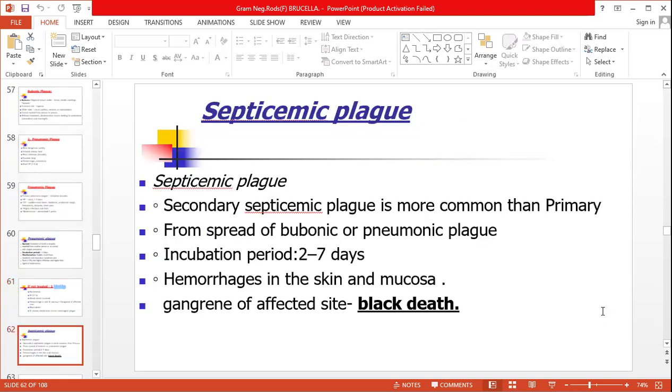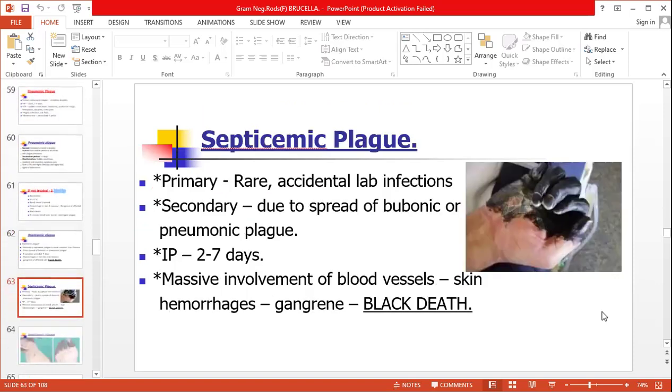Septicemic plague, secondary septicemic plague, is more common than the primary one. It is also known as the black death. There is a hemorrhage in the skin and the mucosa and gangrene of the affected part.